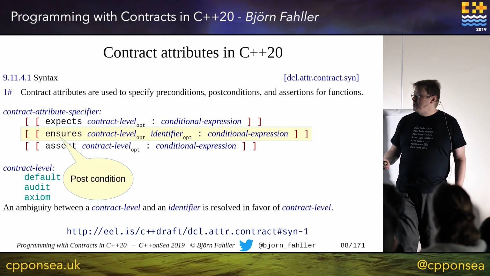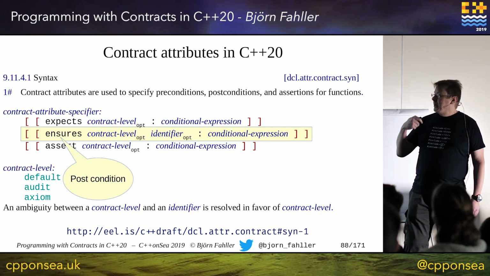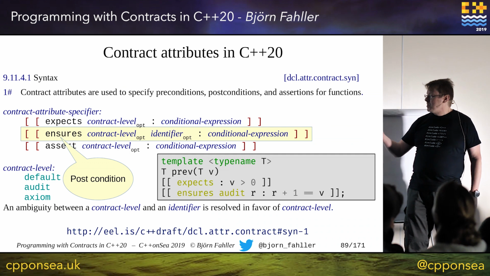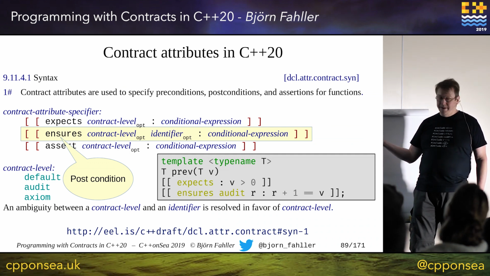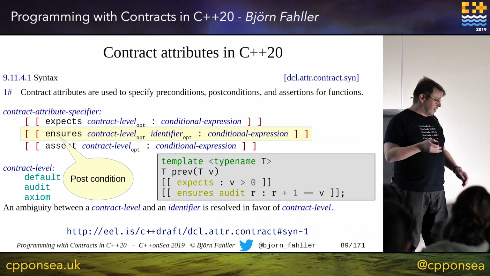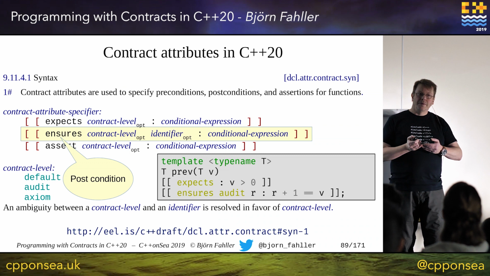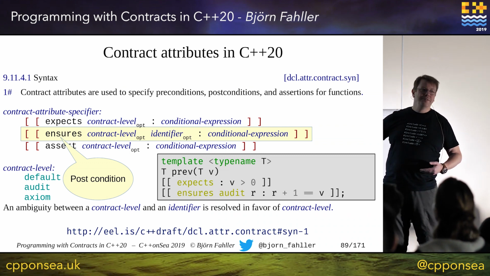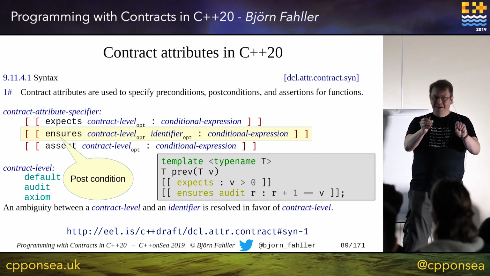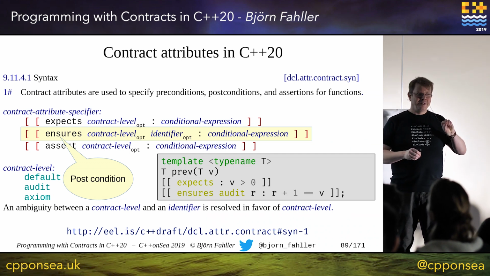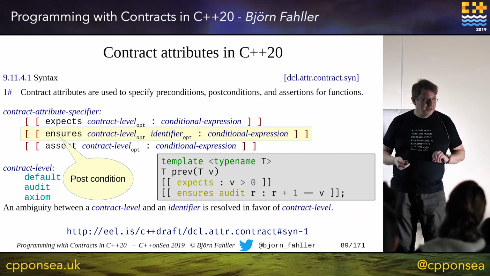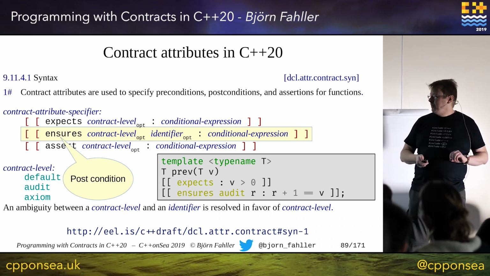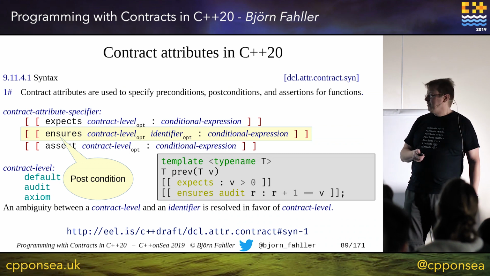And then we have ensures as the postcondition, where we again have a contract level, an optional identifier, and an expression. You can write it like this: ensures audit r: r + 1 == v. The reason you have this optional identifier is that if you want to refer to the returned value, you don't have a name for it. So here you introduce a name, and r in this expression is to be interpreted as the returned value. You can give it any name you want, and it always refers to the return value.